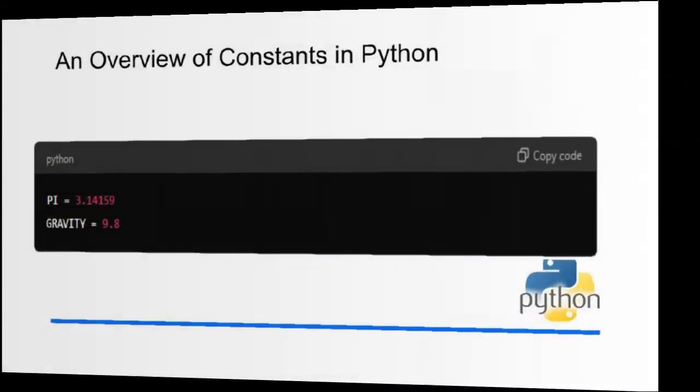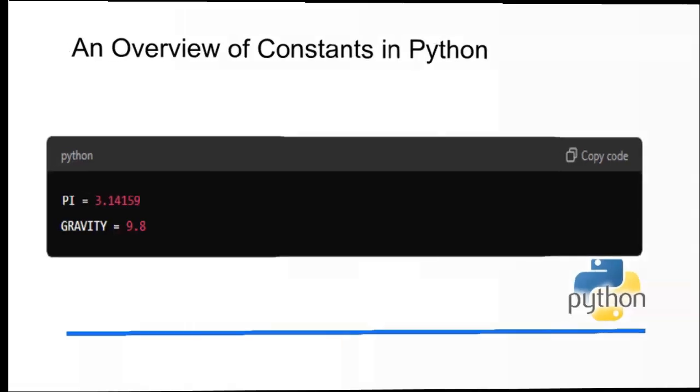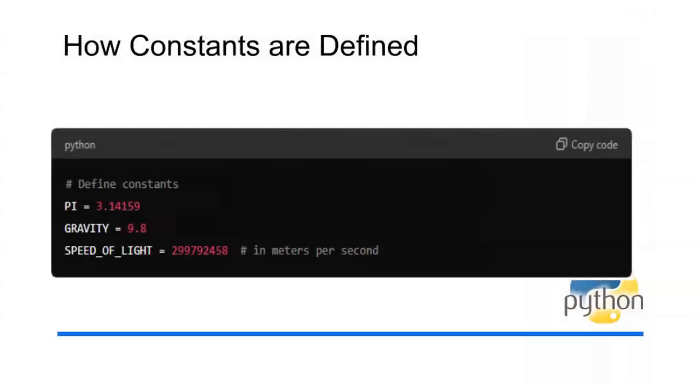Constants are values that should be kept the same once assigned. Python does not have built-in constant types like other programming languages, but you can follow conventions to indicate that a variable is a constant. Naming conventions for constants: by convention, constants are named using all uppercase letters with underscores separating words. How are constants defined? You define constants in Python the same way you define any other variable. The key difference is how you name them and the intention that they should not be changed.